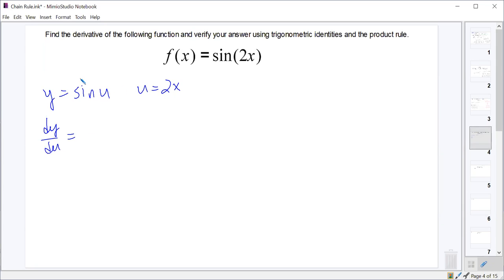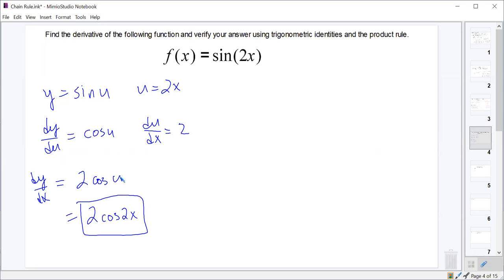What's the derivative of sine? Cosine. So cosine u. What's the derivative of u with respect to x? 2. So we should get 2, we'll say dy/dx is 2 cosine u, or 2 cosine 2x. We just replaced the u with what we originally said u was. Good or no? Good. All right.